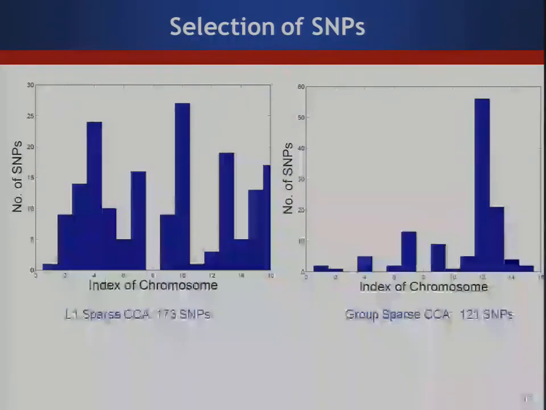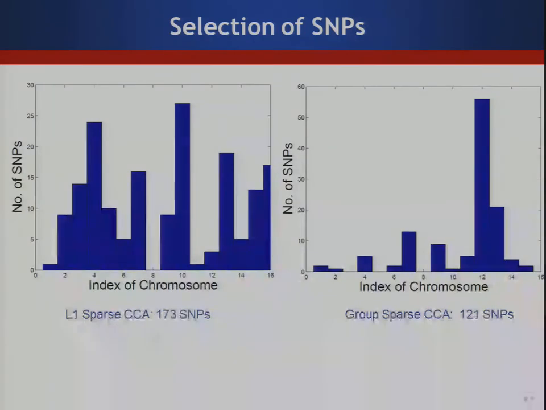Another interesting observation is that we put the structure penalty on the V side, but it can also affect the variable selection on the U side. That means if we do the group structure on the genes, it also affects the variable selection on the SNPs.